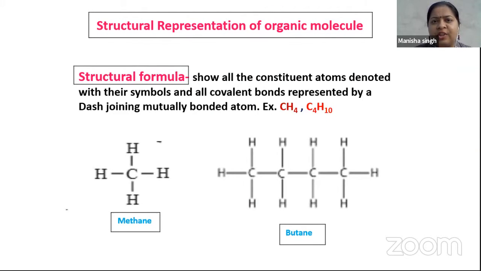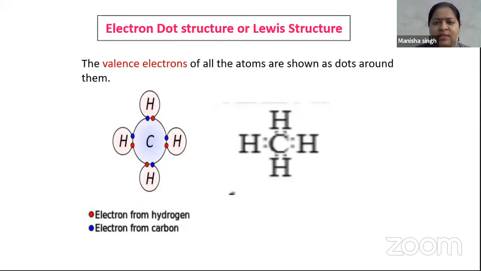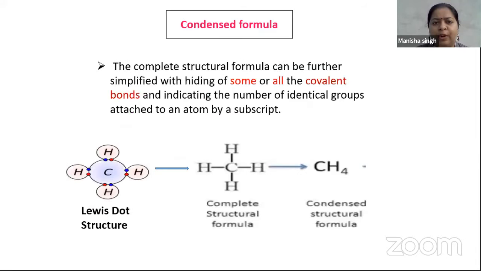Then we have seen the structural representation of organic molecules. There are various methods to represent organic molecules. In that, the first one is the structural formula that we have seen last time. Next, then we have seen the electron dot structure, or the Lewis structure, in which the atoms are shown and the valence electrons of the atoms are shown in the structure. Then we have seen the condensed formula, how to reduce the size of the molecule in the case of condensed formula.